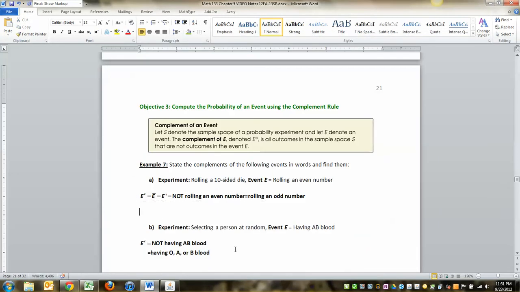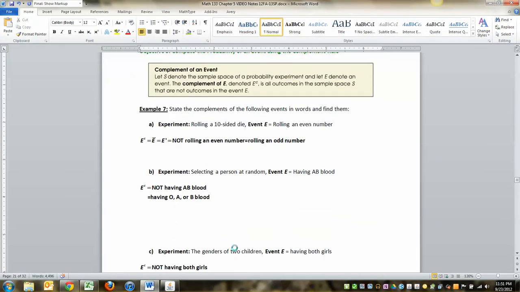All right, now what about selecting a person at random and that person has AB blood? If event E is having the AB blood, then E complement is not having AB blood, which means you have anything else. You could have O, you could have A, or you could have B. Remember, there's 4 main types, O, A, B, and AB.